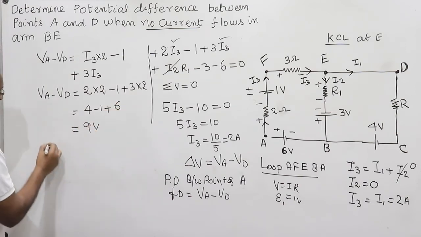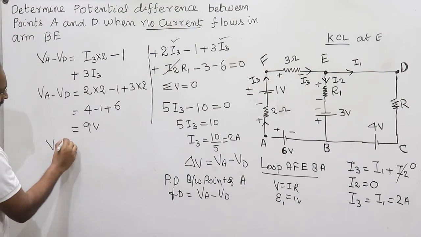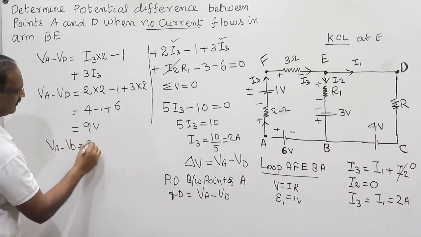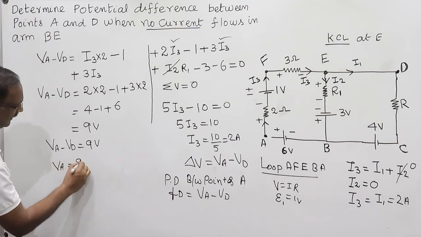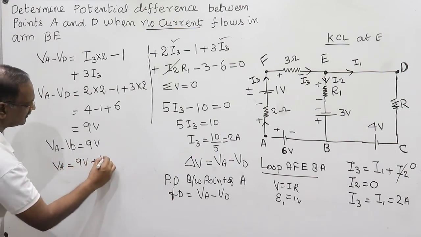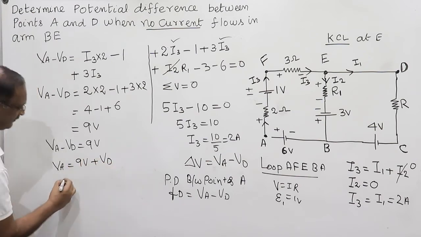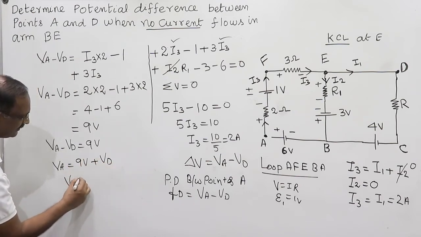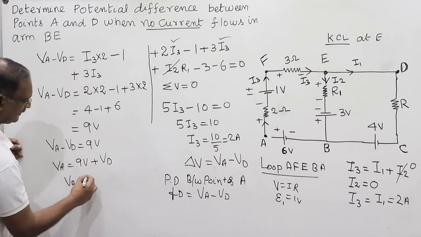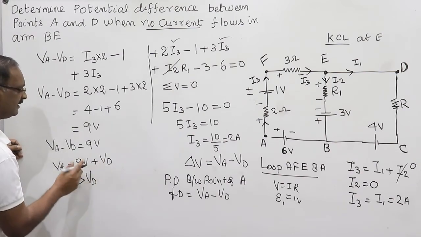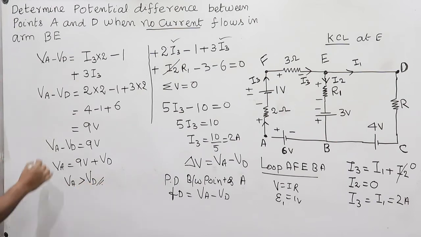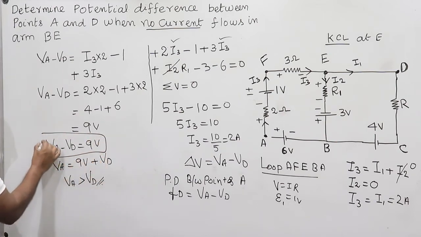It means the potential difference between the points VA and VD is equal to 9 volt, and VA is equal to 9 volt plus the potential at point D. It means we can clearly say VA is greater than VD, because VA is equal to VD plus 9 volt. So the potential difference between these points is 9 volt.